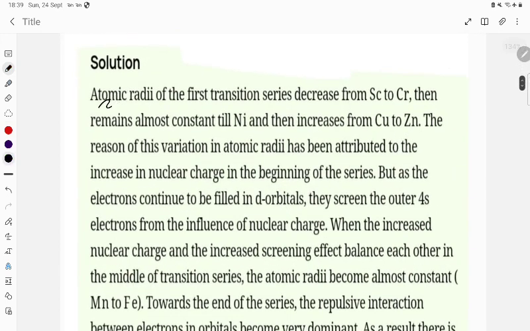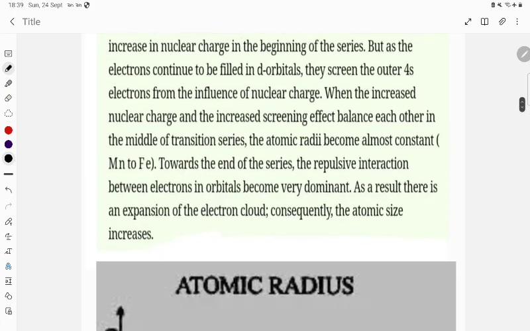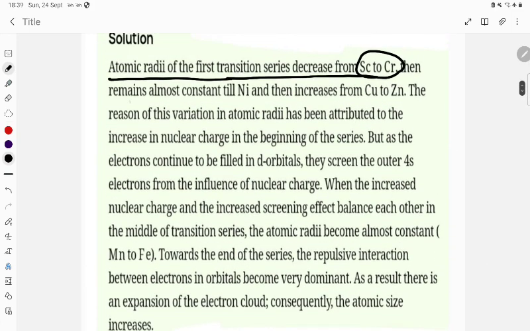Here you see, student, atomic radii of the first transition series decreases from scandium to chromium. From scandium to chromium you see it keeps on decreasing, right? Now see what is happening: then it remains almost constant till nickel, and then increases from copper to zinc.